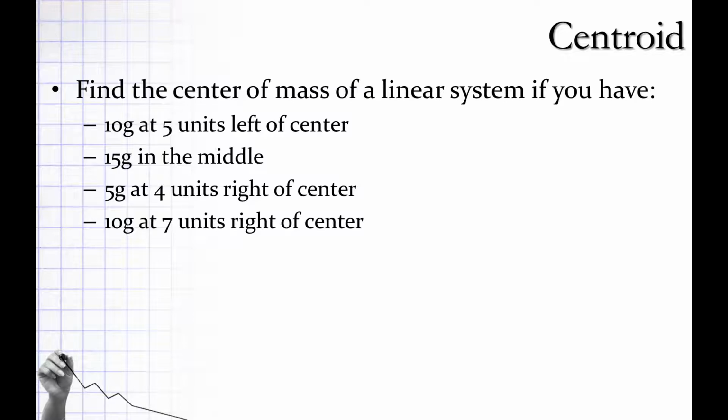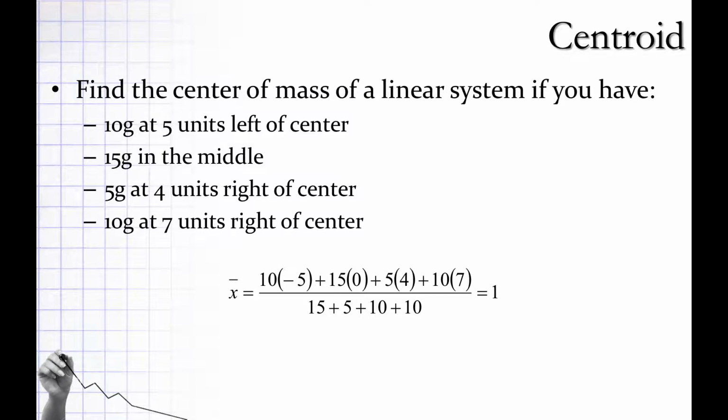Yeah. Okay, and then for our numerator, we're going to take 10 times negative 5. And we're going to add it to 15 times 0 because 15 grams is in the middle. And then we're going to take 5 times 4 and 10 times 7. So the middle one just goes away. Right, because it's times 0. It is important, but since it's in the middle.